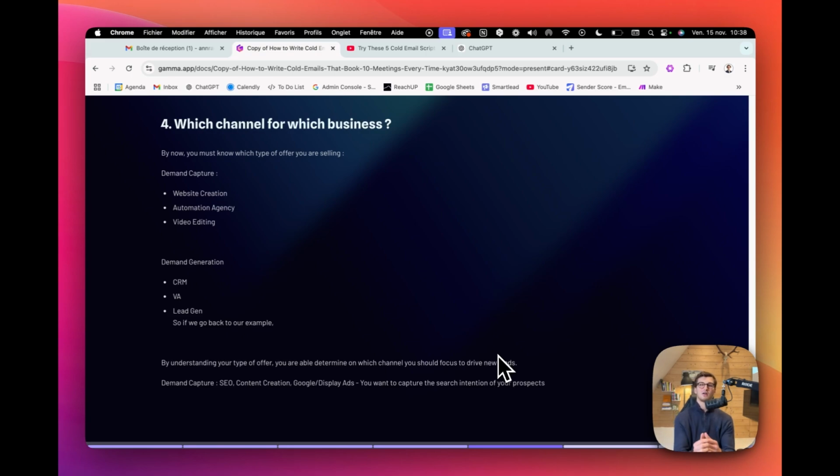It's going to be pretty hard to try to convince people who already have a website, etc., that they need a website. Whereas someone who does not have any website and goes on Google and searches website agency is a very warm lead. On the other hand, you have demand generation. You can create demand for these people. As an example, CRM coupled with AI, it's very easy to convince people to jump on a new CRM.